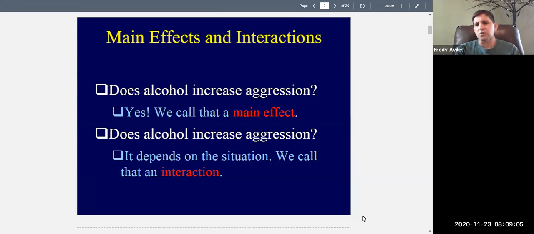Now I'll ask you again, does alcohol increase aggression? Some of you might think, well, actually it depends. It depends on whether I'm happy, whether I'm angry, those kinds of things, right? Alcohol doesn't always make me aggressive. It depends on the situation. If you say it depends, that's actually called an interaction. An interaction is basically when you have an effect that depends on another effect. And we'll talk about that.